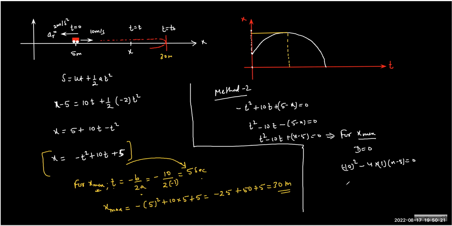So what are we going to get? 4 times x minus 5 is 100. So x minus 5 is 25. We'll take the positive value. And when we learn calculus, we can do it by the calculus method. That will be the third method.